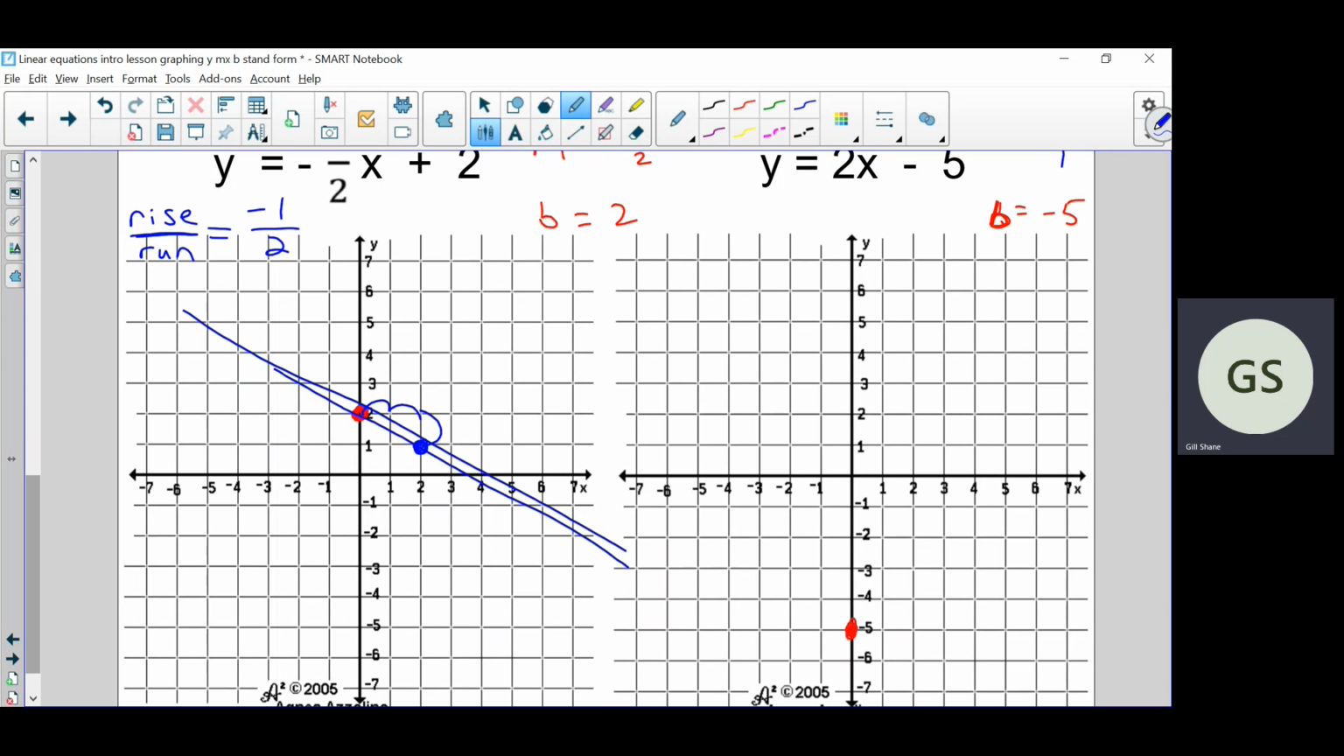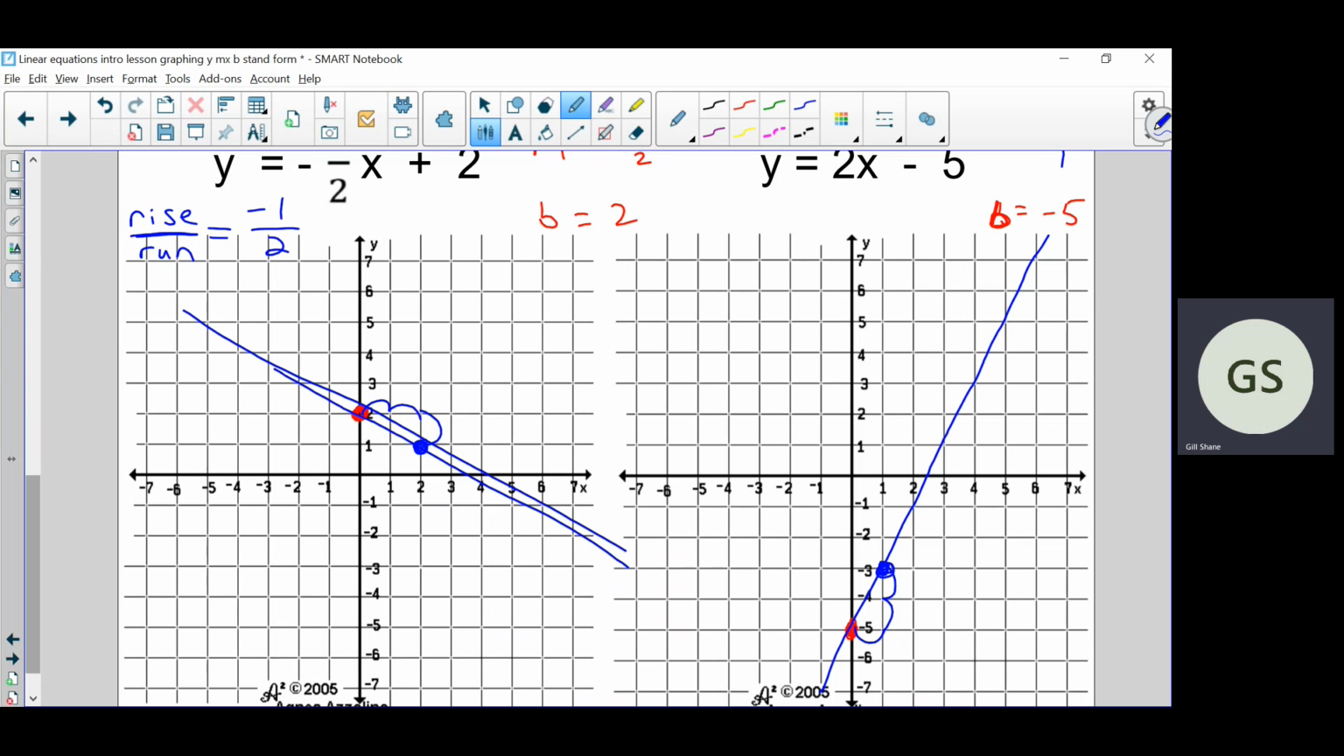So my run is +1. So again, that means to the right 1. And my rise is a +2. That means up 2. And there's my second point. And there we go. So that's how you graph slope-intercept form.